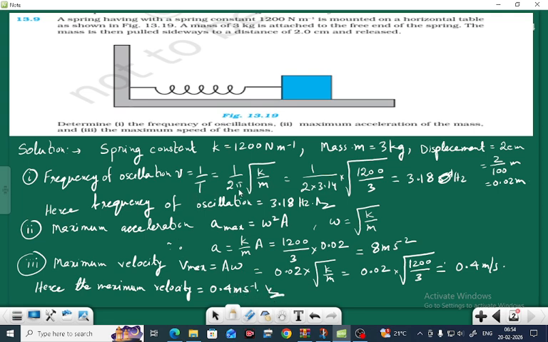So you're getting the frequency of oscillation equal to 1 by 2 pi root over k by m, you got the value of 3.18 Hz, right? And the maximum acceleration, A max equal to omega square A, omega equal to root over k by m, into A. So we are getting this value 0.8 meter per second square. And maximum velocity V max equal to A omega, 0.02 into root over 1200 by 3. Therefore, we get the value of 0.4 meter per second. And this is the maximum velocity, 0.4 meter per second.